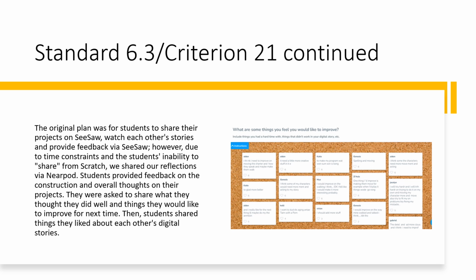The original plan was for students to share their projects on Seesaw, watch each other's stories, and provide feedback via Seesaw. However, due to time constraints and the students' inability to share from Scratch, we shared our reflections via Nearpod. Students provided feedback on the construction and overall thoughts on their projects. They were asked to share what they thought they did well and things they would like to improve for next time. Then students shared things they liked about each other's digital stories.